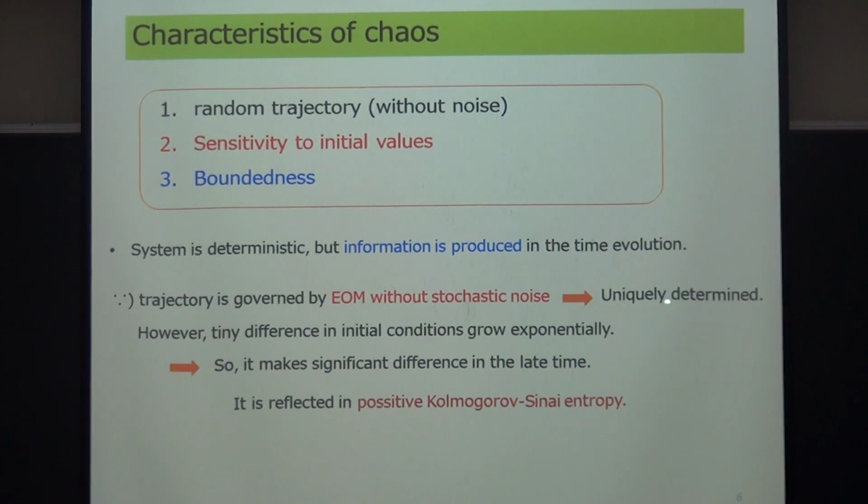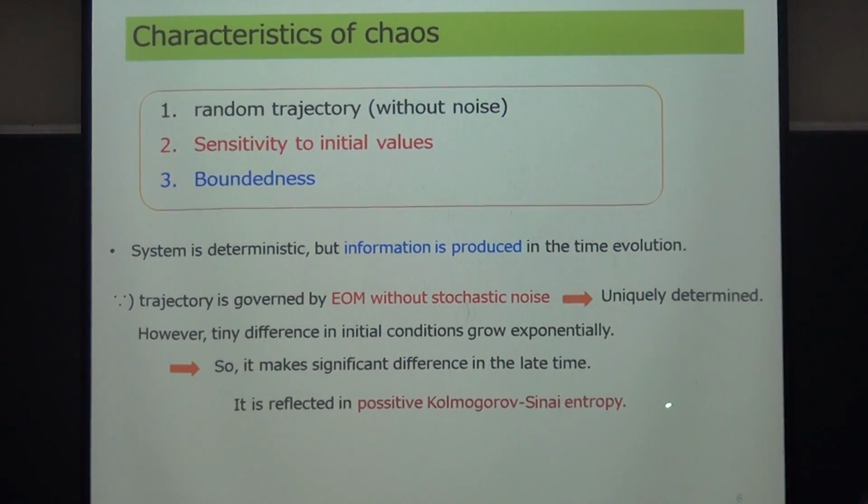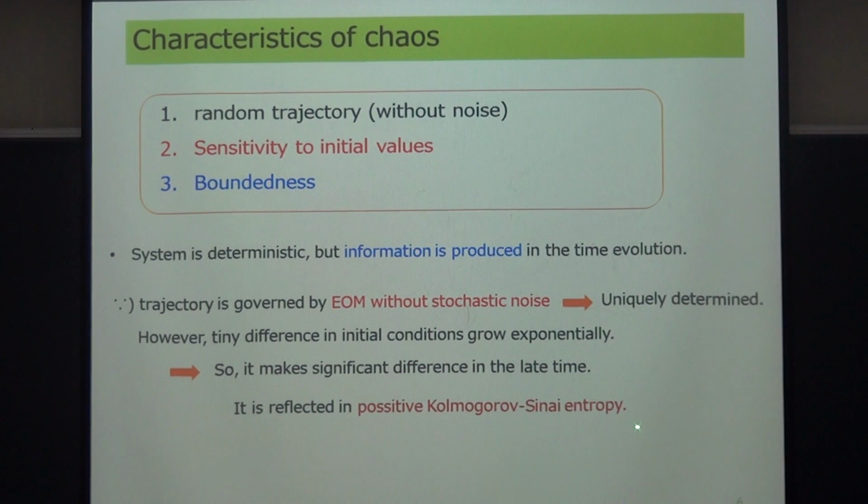So if we set sufficient initial conditions, the trajectory is uniquely determined. However, as I said in picture 2, the difference in initial condition grows exponentially. So this difference makes a significant difference in the lifetime. In the informatics world, it is said that information is produced, and this is reflected in positive Kolmogorov-Sinai entropy. This is the physical meaning of Kolmogorov-Sinai entropy.